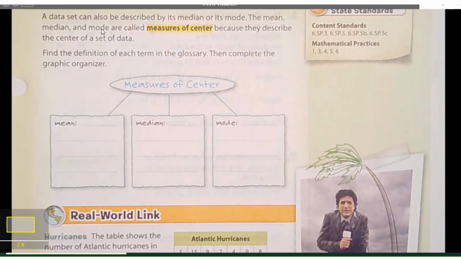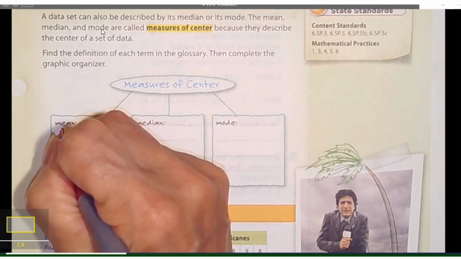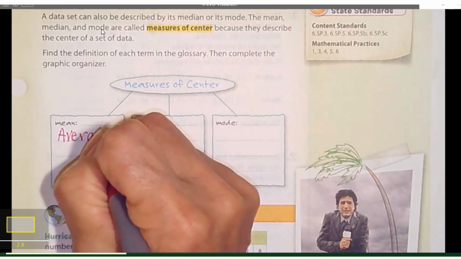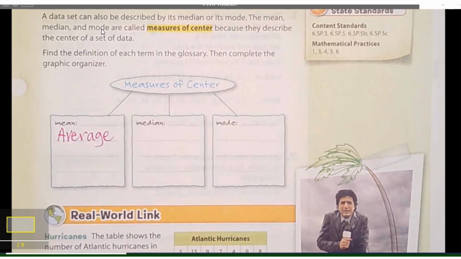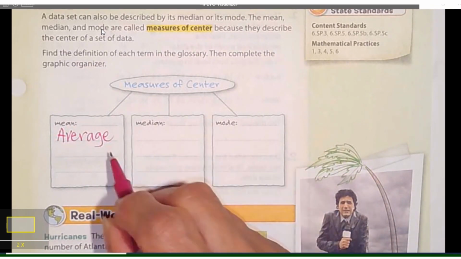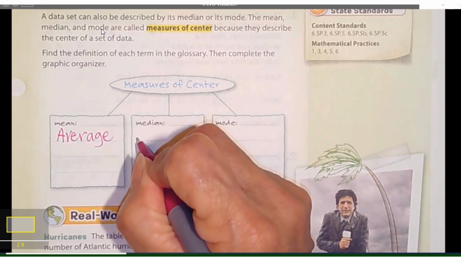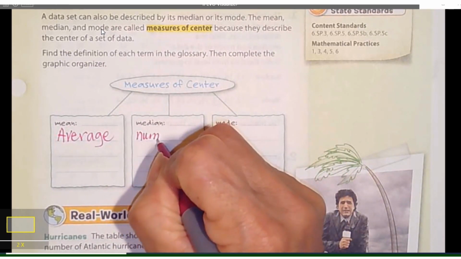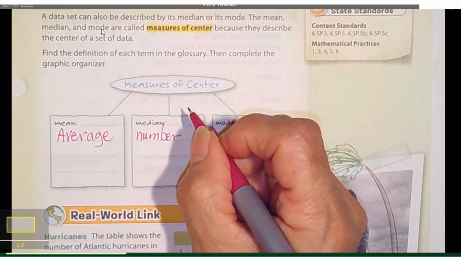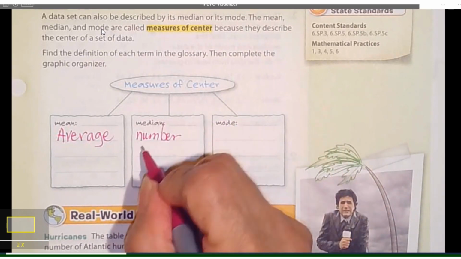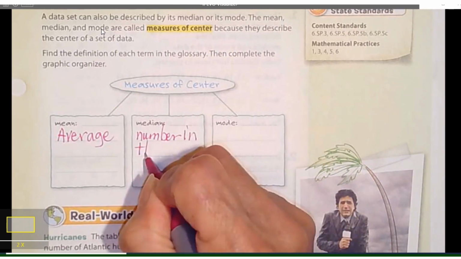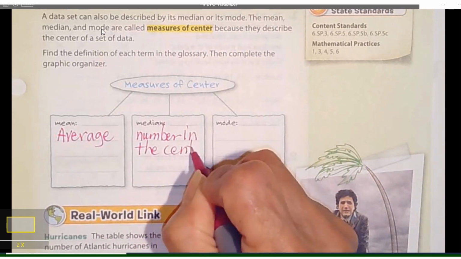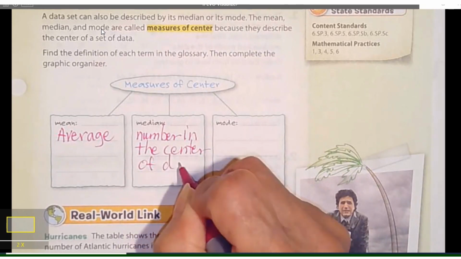Okay, students, what I'm going to do here is I'm going to go ahead and just briefly write this information in for you. It's pretty easy. So we know the mean is the average. And we know the median is the number that's centered in the middle of a total of a set of numbers. So it's the number in the center of the data set.